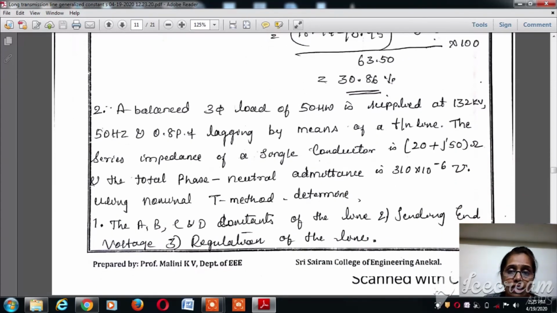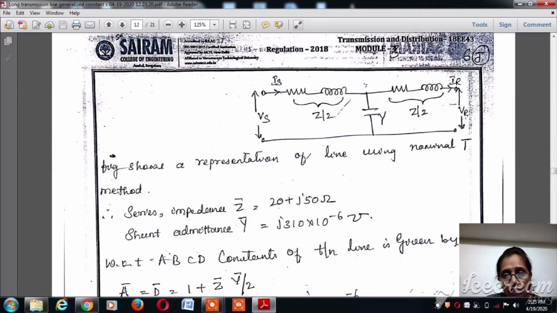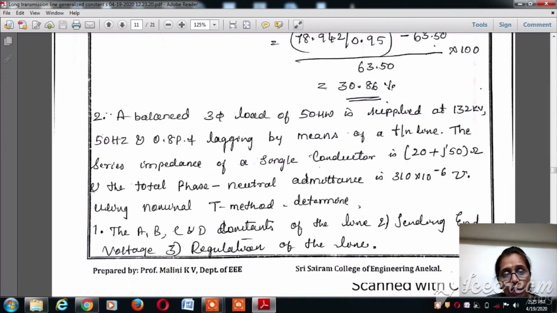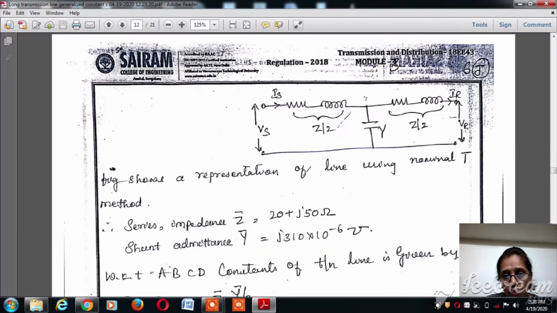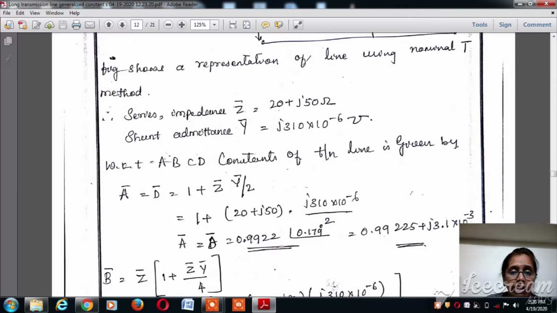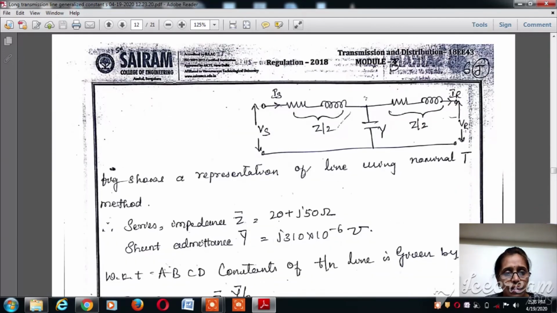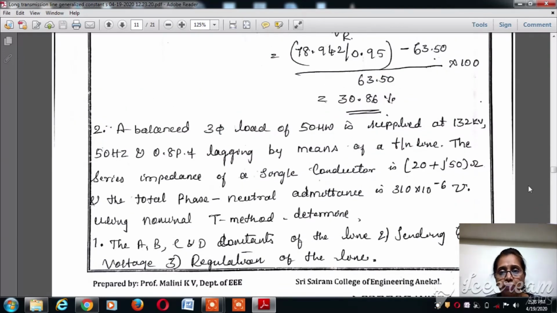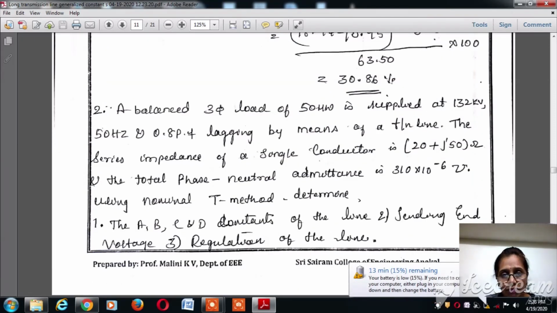Now in the earlier problem, we considered the nominal T method. Now we can go with another type of problem where we need to find out ABCD constants. Earlier ABCD constants were given and we were asked to calculate the percentage voltage regulation. In this tutorial problem, ABCD constants need to be found out from the other parameters given. Now the problem is very simple. A balanced three-phase load of 50 megawatt is supplied at 132 kilovolts, 50 hertz and 0.8 power factor lagging by means of the transmission line.